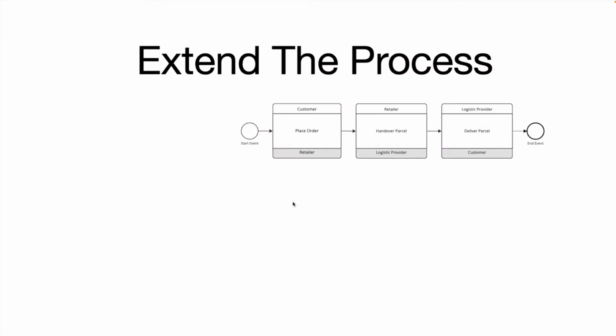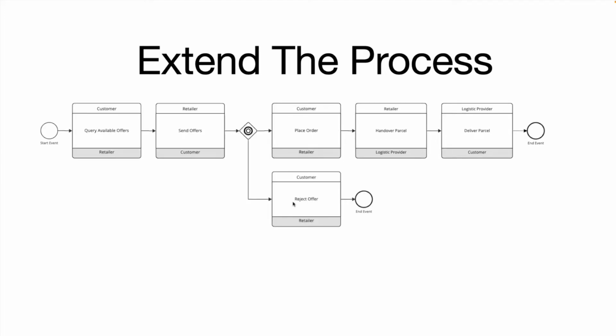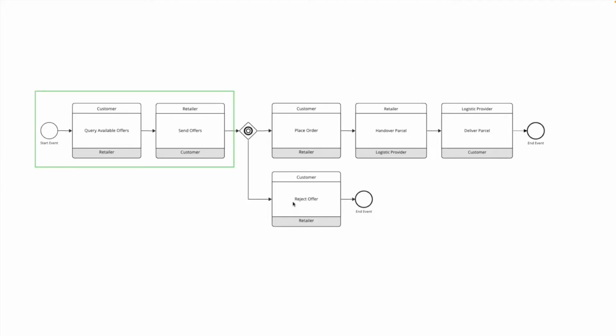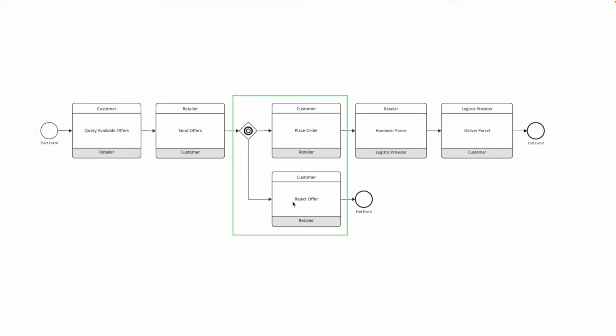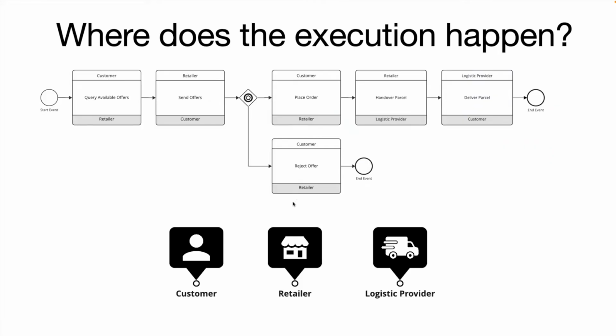We need to extend it a bit. So now we've added this piece of activities. First, the customer is querying the available offers, and then receiving them from the retailer. And now we have an event-based gateway. Basically this is activated whenever we receive a message from the customer. It's either the customer places the order or rejects the order. And finally, just like we saw before.